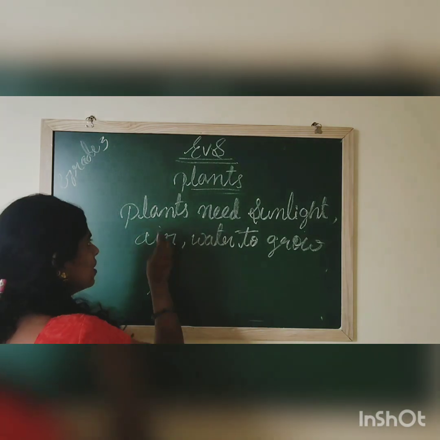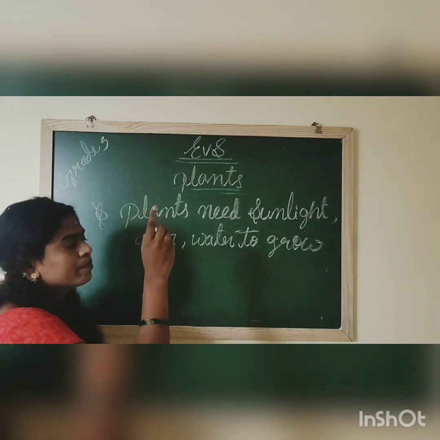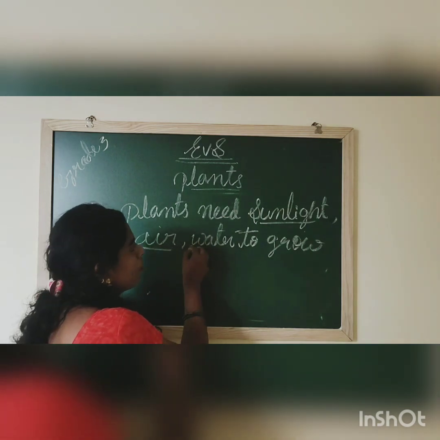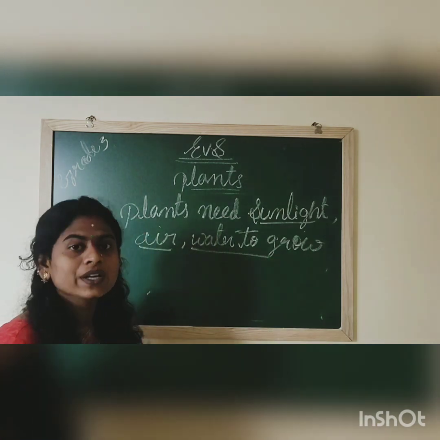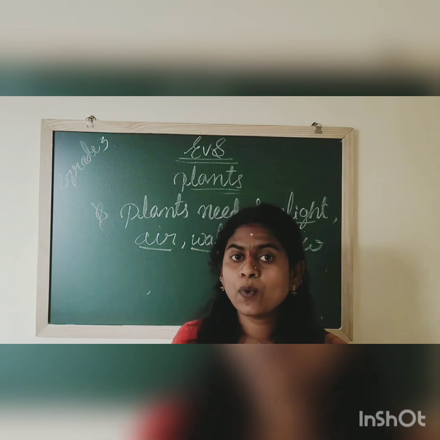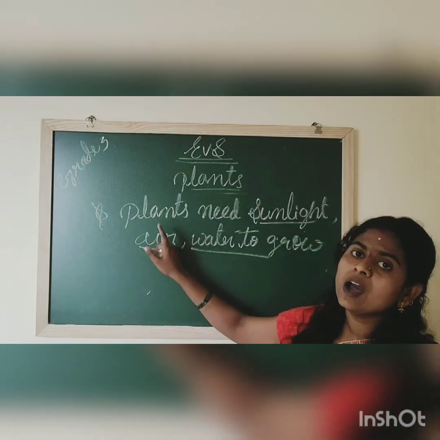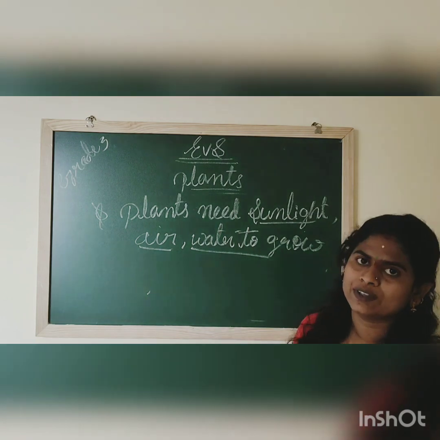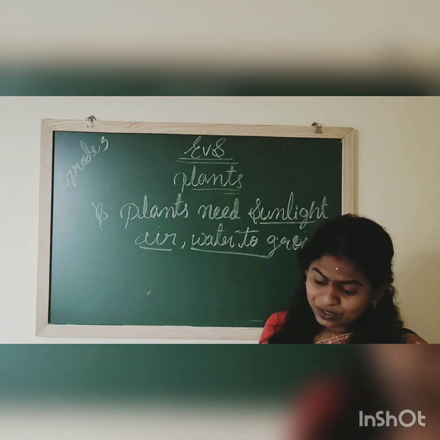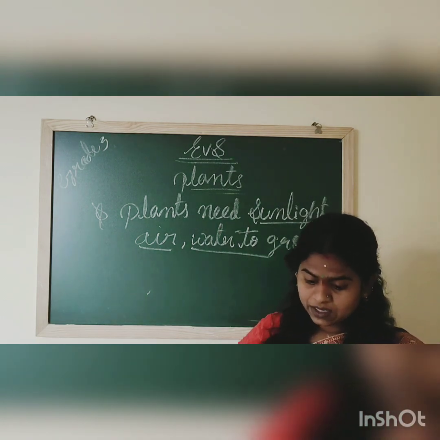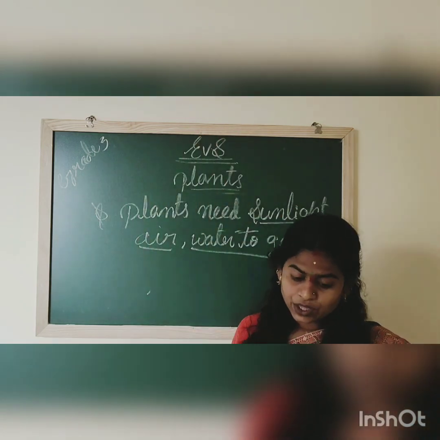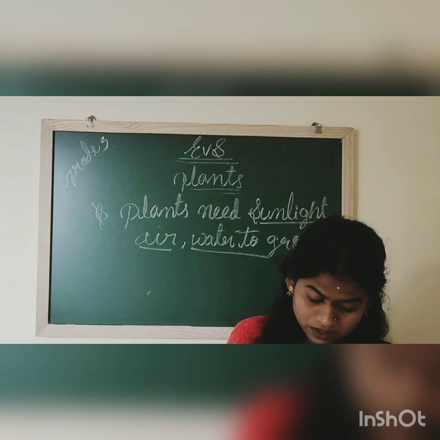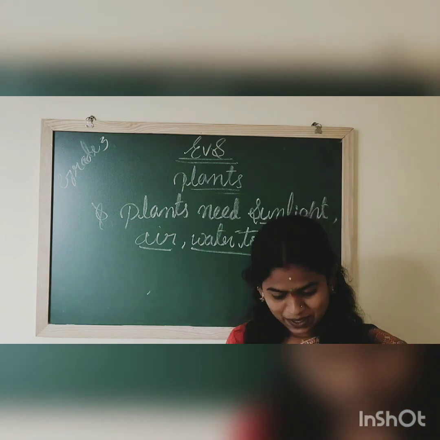Okay, what do plants need to grow? Plants need sunlight, air, and water to grow. These are very important factors for growing plants. So these plants are found everywhere. They grow on mountains, in the seabeds, in the deserts also, and many other places.